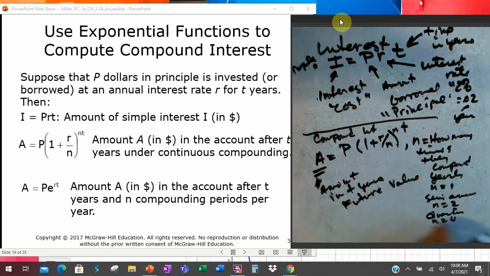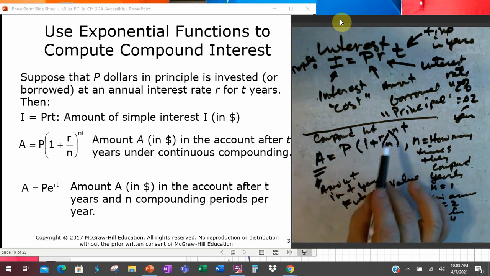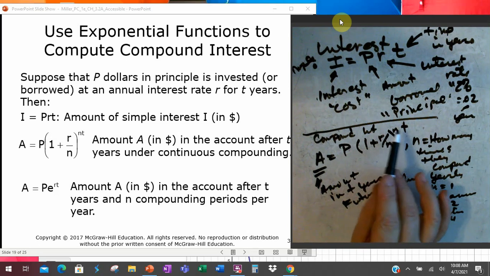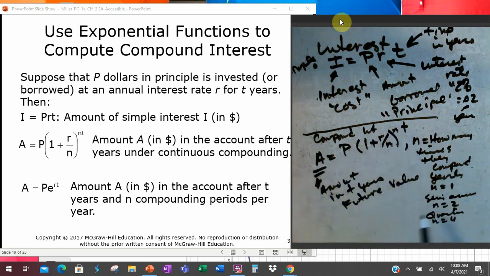4 times. They're going to do it each quarter, but they're only going to give you a piece of that interest. They don't give you the full interest when they compound, but it works out to be a little better for you. And then monthly and daily, 365, so on. Okay. So that's compounding. We'll work some problems. And then finally, continuous.